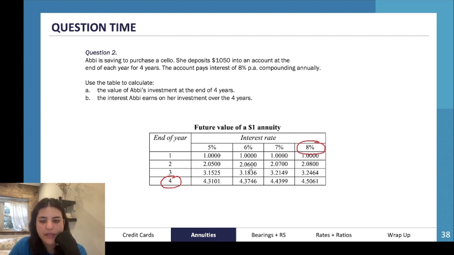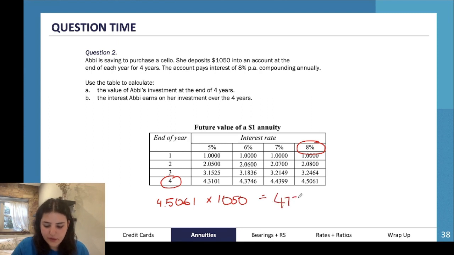8%, 4 years. Our rate is 4.5061. We need to times that by 1,050. 4.5061 times 1,050 equals 4,731 and 41 cents. So the value of the investment at the end of 4 years is $4,731.41.